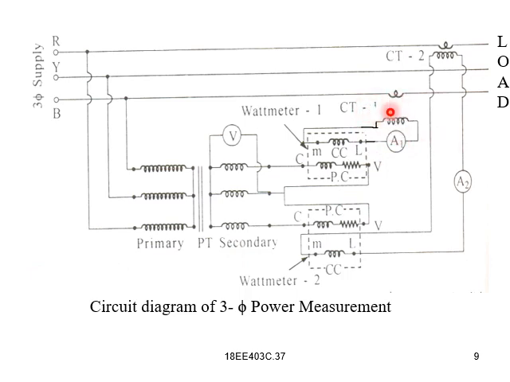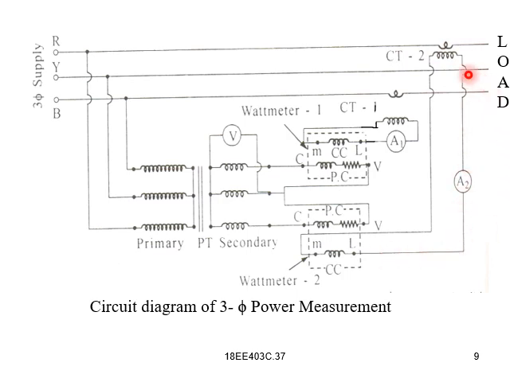So this is CT1. One primary is connected to the load, and the secondary to the current coil and to the ammeter, thereby the circuit gets closed. Similarly, CT2 is connected in series with the R phase and to the load, then the secondary is connected to the current coil of wattmeter 2 and then the ammeter, and the circuit gets closed.